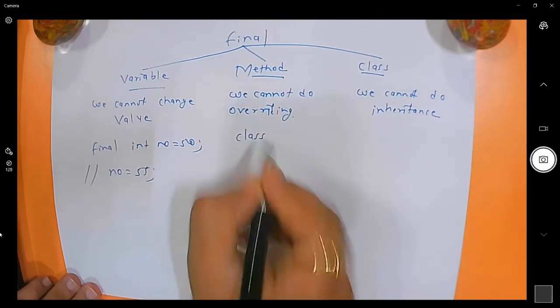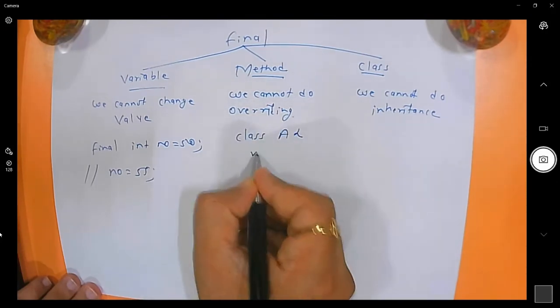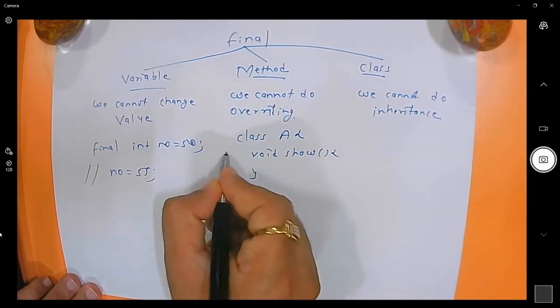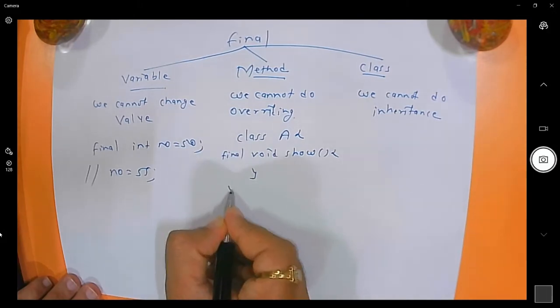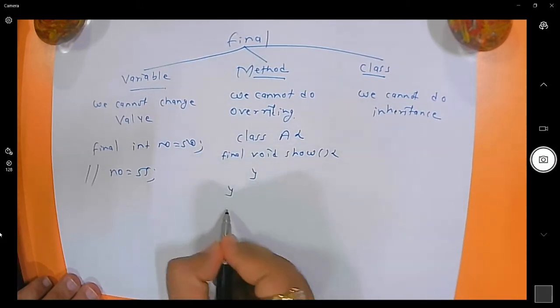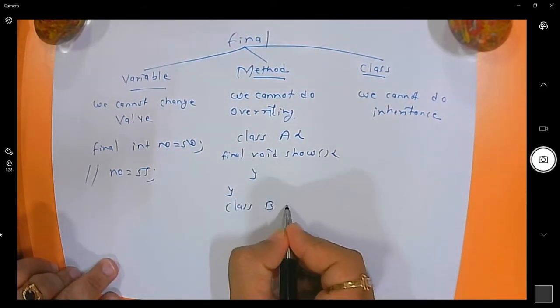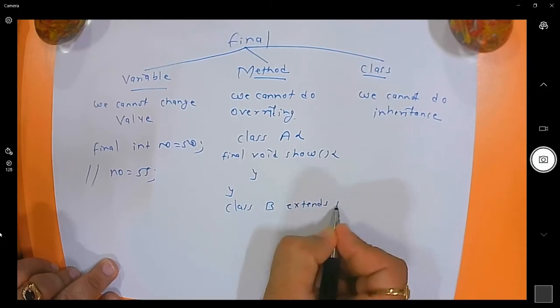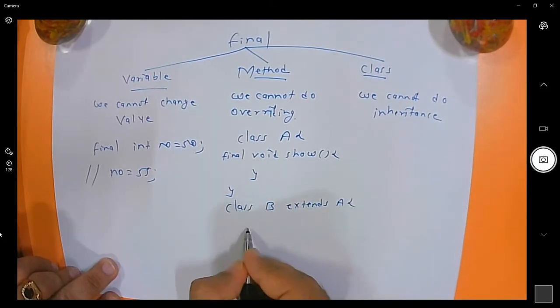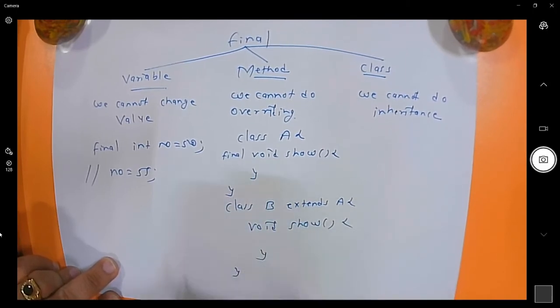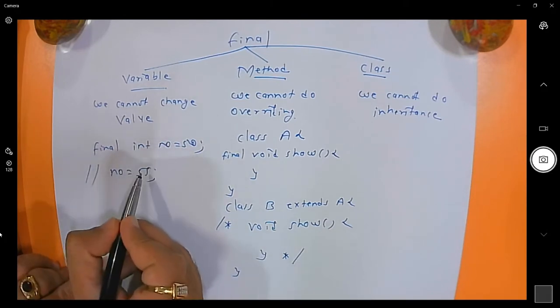Once your method is final, for example, class A has the function void show, and it is declared as final. If your method is final, then the subclass of this class, that is class B extends A, cannot write the function void show. So if your method is final, you cannot do method overriding. This is not at all allowed. If your variable is final, you cannot change the value.